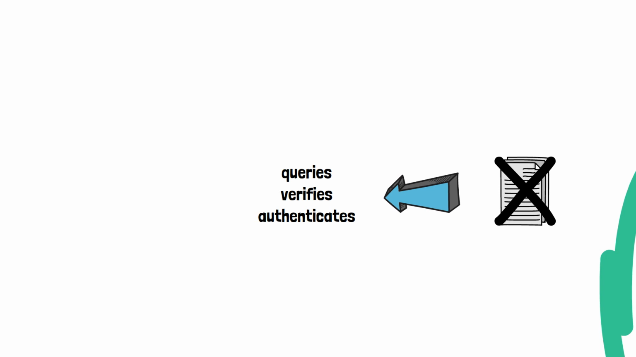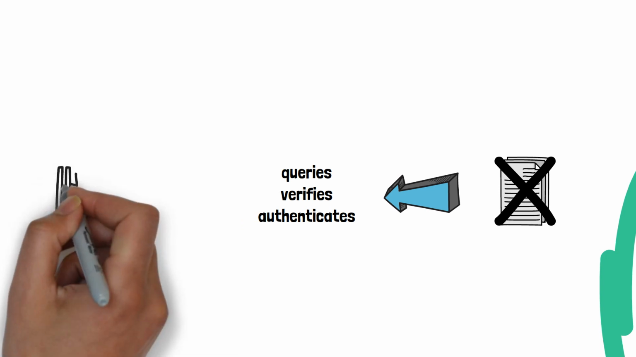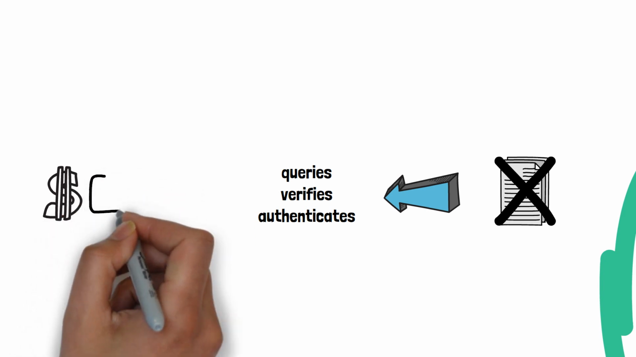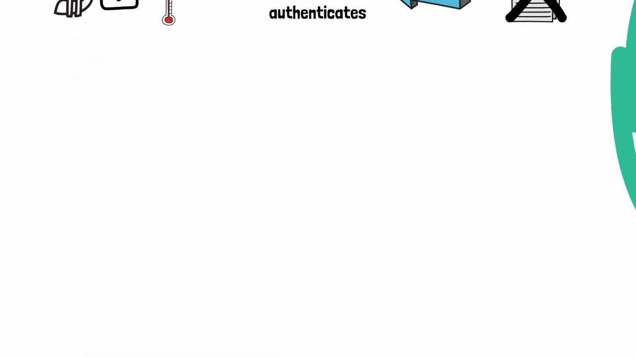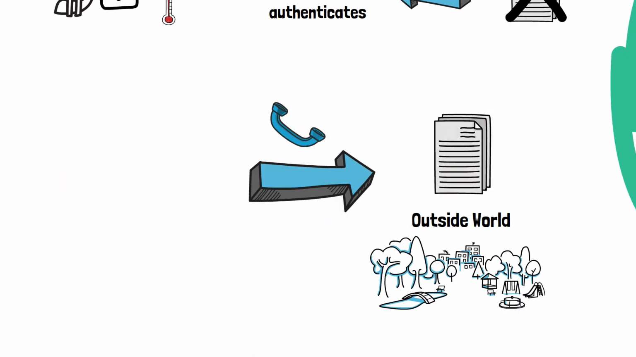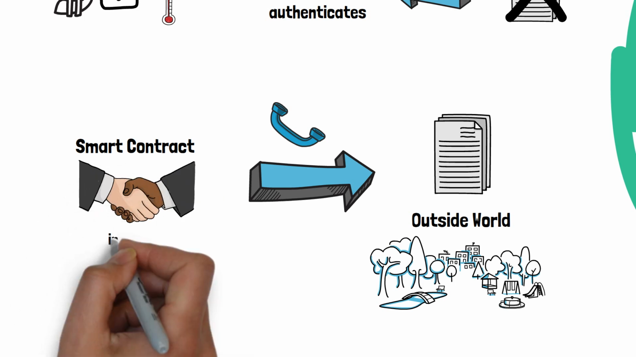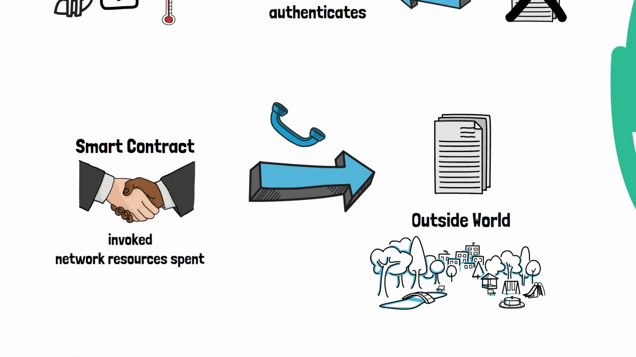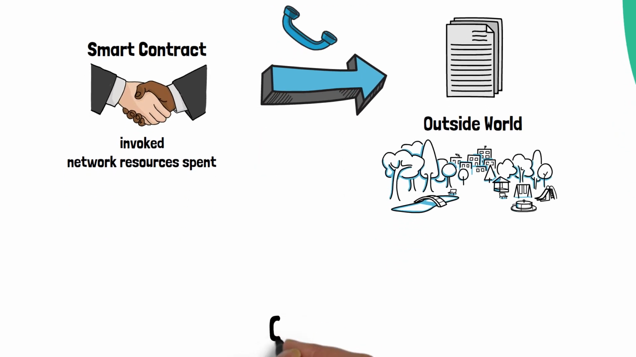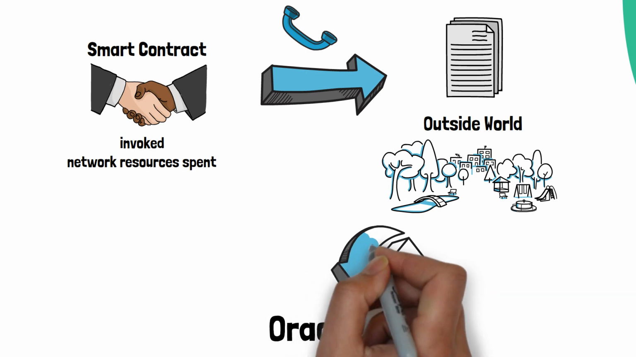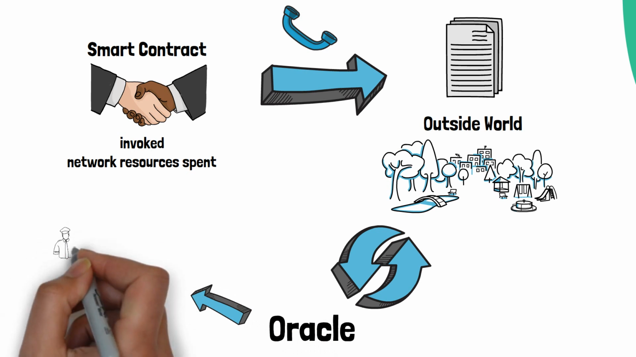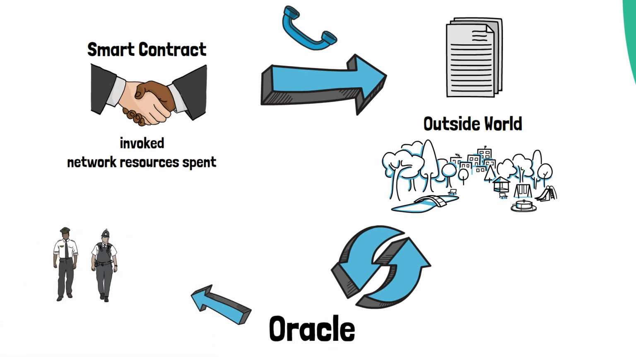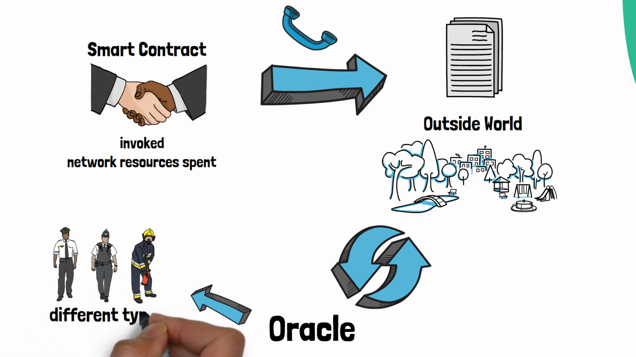The data transmitted by oracles comes in many forms. For example, price information, the successful completion of a payment, or the temperature measured by a sensor. To call data from the outside world, the smart contract has to be invoked and the network resources have to be spent. Some oracles also have the ability to not only relay information to smart contracts, but to send it back to external sources. Many different types of oracles exist. How a blockchain oracle operates is entirely dependent on what it is designed for.